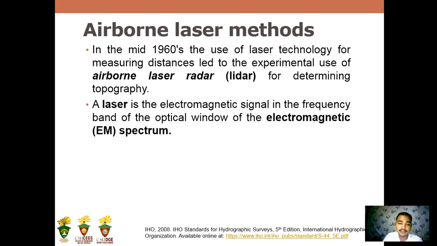So a laser is an electromagnetic signal in a frequency band of the optical window in the electromagnetic spectrum. So the laser signal falls within the electromagnetic spectrum in the optical window, which is what we can see with our eyes.